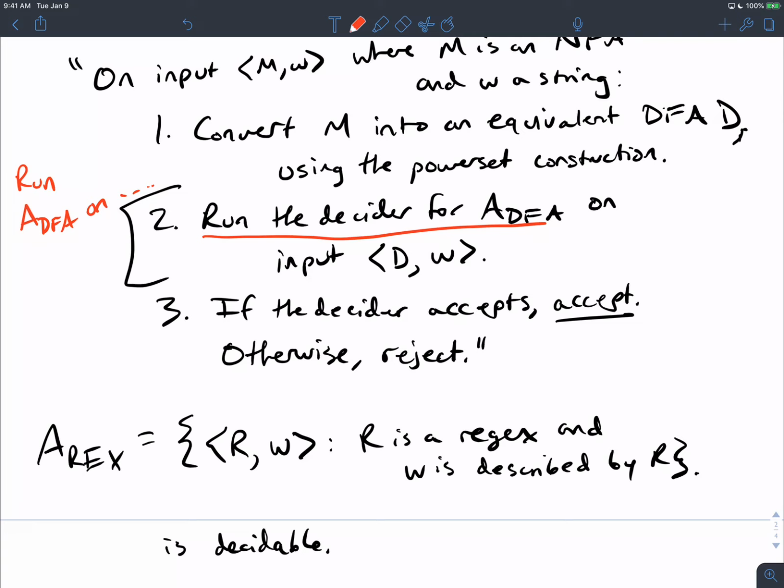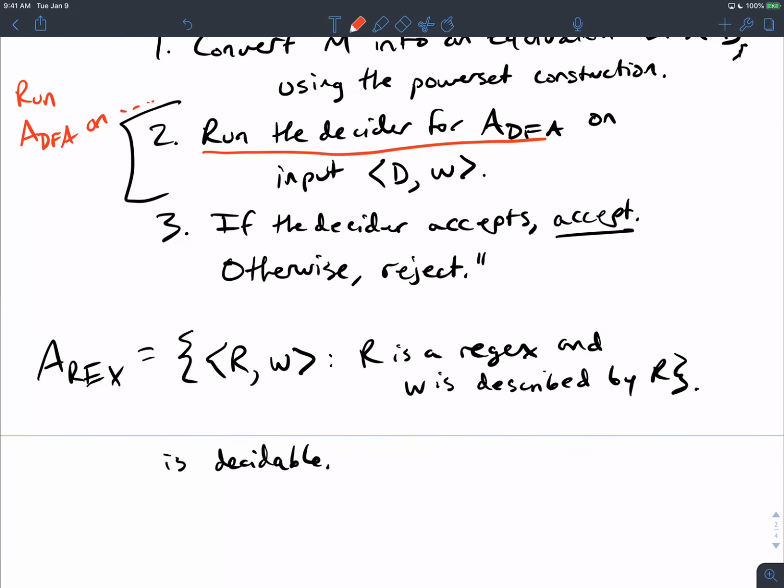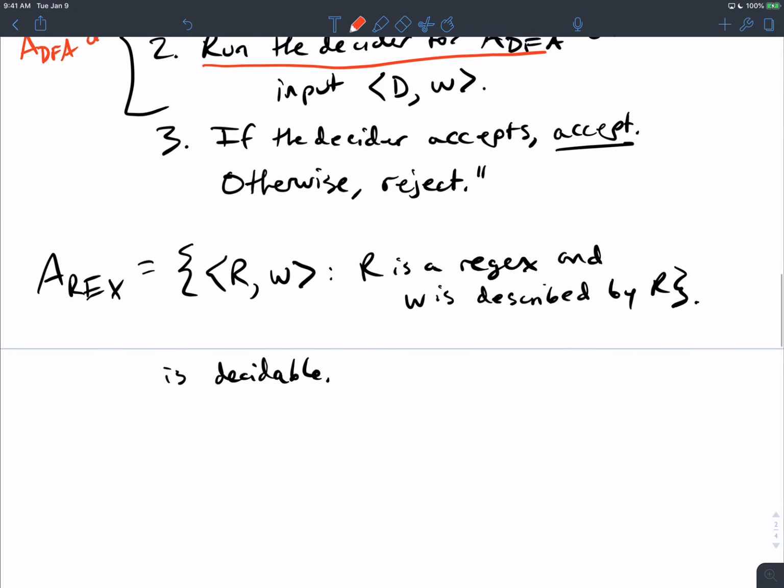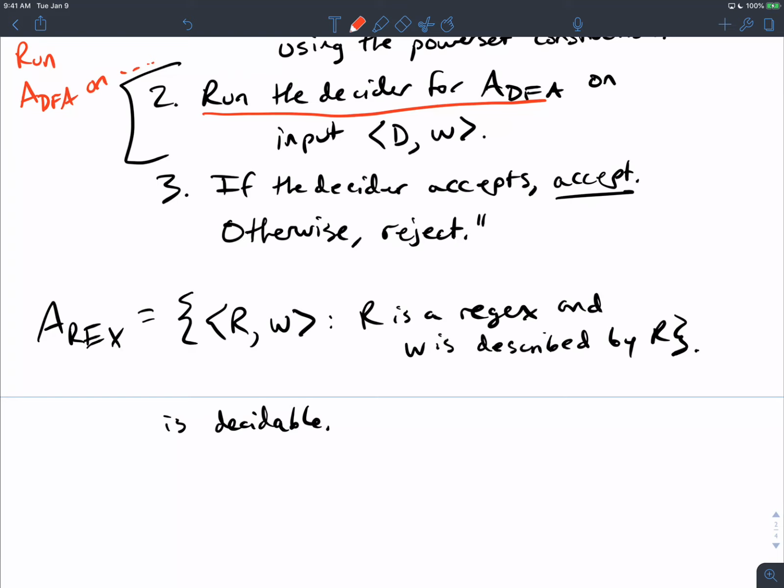Right. Yeah, so can you run a language on a string? That doesn't really make sense. We can run machines on a certain string. So that's why you should always say run the decider for blah on some input. Okay? It's just something I see all the time with students. So don't fall into that trap. Other questions?